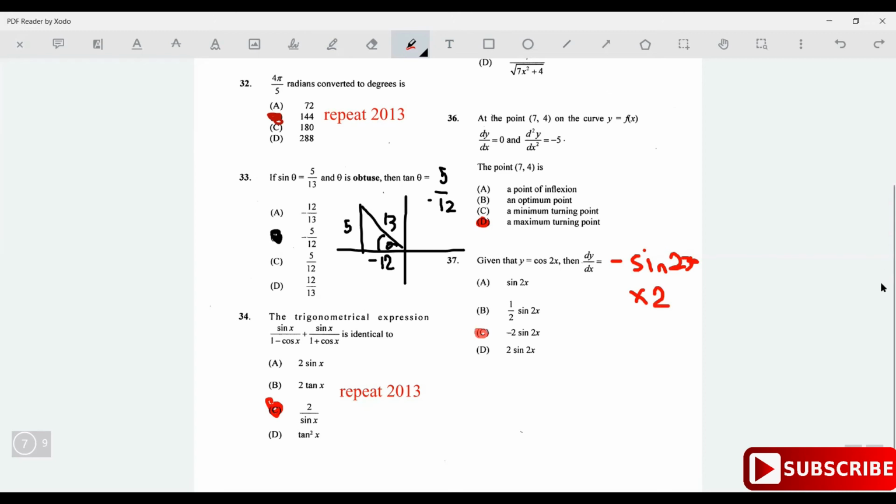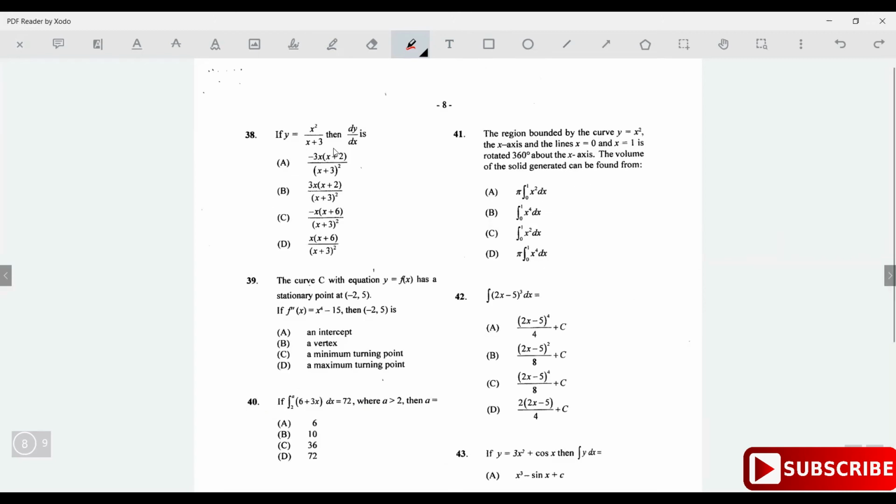Easy question, soft. All right, question 38. y is equal to x squared over x plus 3. Find dy by dx. dy by dx is going to be equal to, you're going to have to use the quotient rule.